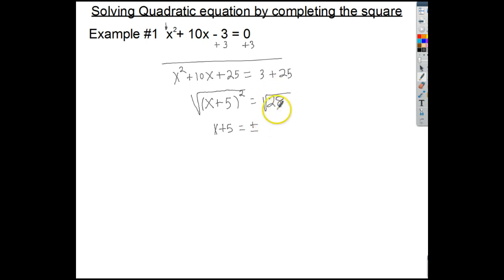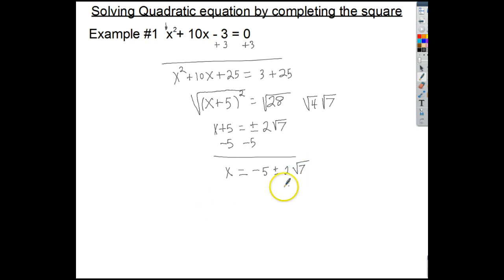And we're going to have a step where we're going to have to simplify the square root of 28. So largest perfect square factor in 28 is 4. We have the square root of 4 times the square root of 7, which will be 2 square root of 7. And then finally getting x by itself by subtracting 5 from both sides. My class knows to put that minus 5 in front of the plus minus. So we have x is equal to negative 5 plus or minus 2 square roots of 7.